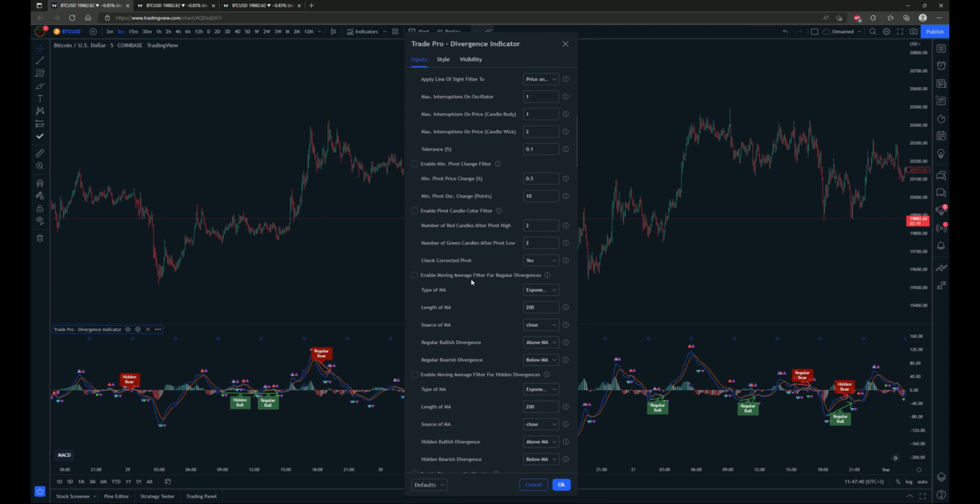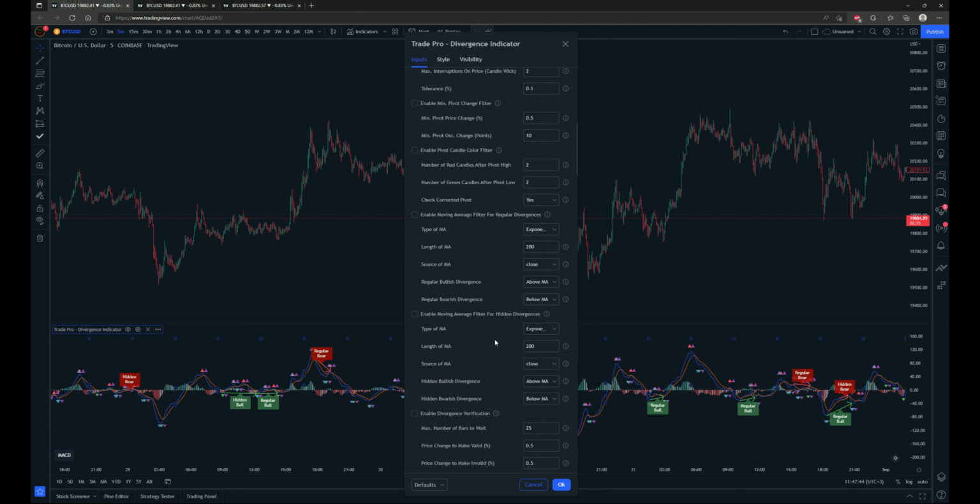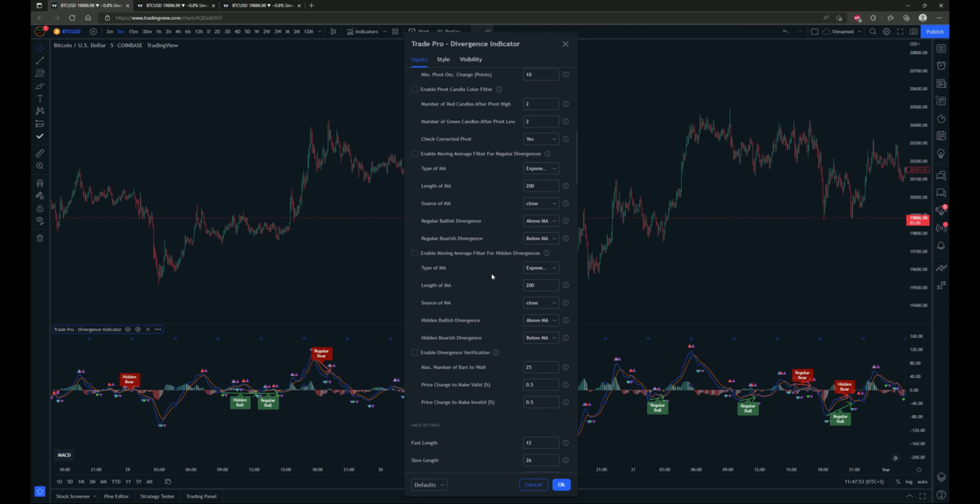Now you can also have a moving average filter for regular divergences, moving average filter for hidden divergences, so just a trend direction filter, such as, only take longs above 200 EMA, only take shorts below the 200 moving average.